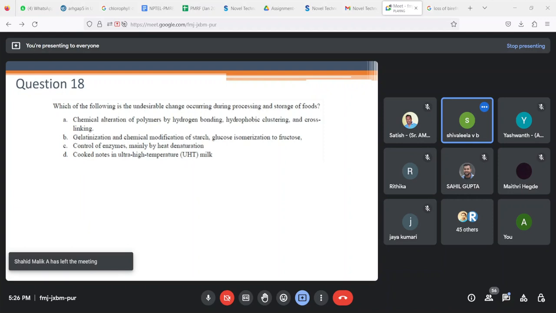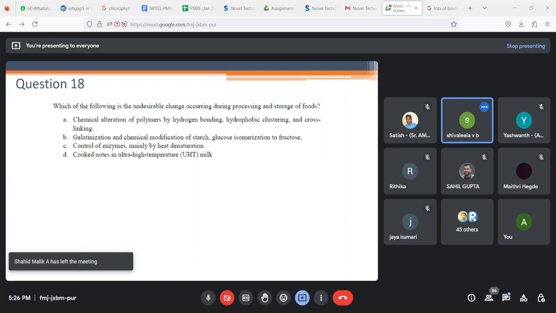And then C, D. Yeah, option D is unfavorable. Option C is favorable because you don't want enzymes to spoil your food. If you have enzymes, they will cause lipid hydrolysis, they will cause oxidation and so on. You don't want the food to turn bad, so you control the enzymes by denaturing them. So if you inactivate the enzymes, your food will remain more stable. So it is a desirable change.